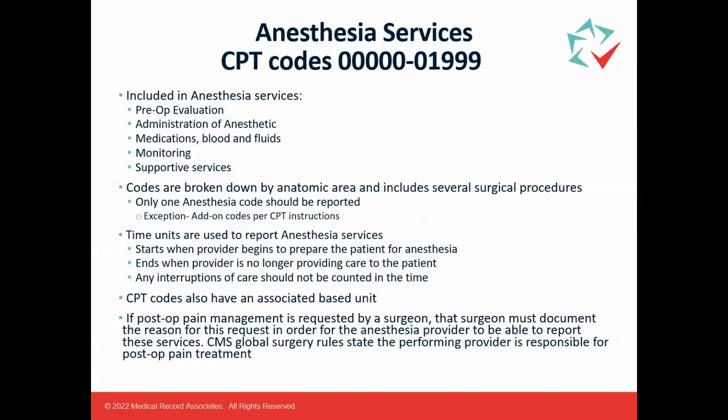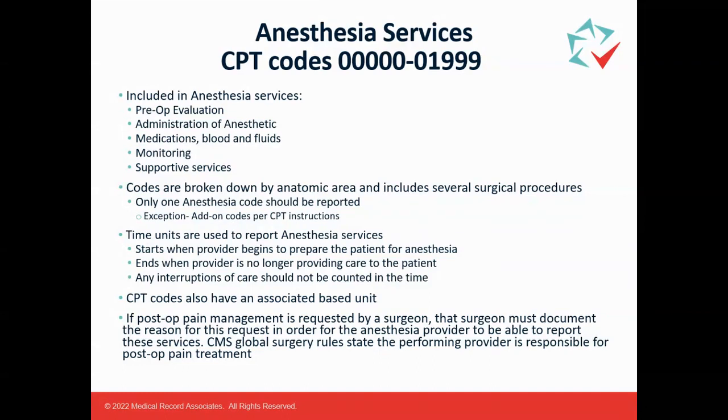the anesthesia code. So please go to the NCCI manual and look at, if this is your area of coding, really look at the NCCI chapter on anesthesia, each chapter that we're going through, and make sure that you have a handle on what is allowed and is not allowed here. These are services that are included: the pre-op eval, the administration, of course, of the anesthetic, the meds given, monitoring and supportive services. They are broken down by anatomical area and include several surgical procedures.